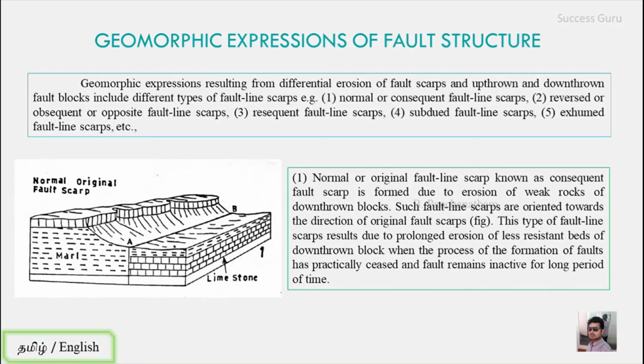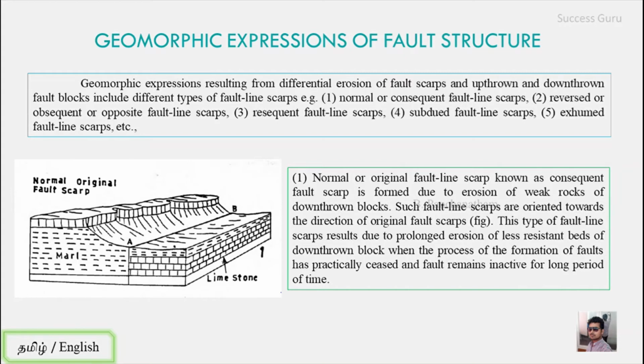The first one is the normal or original fault line scarp. It is also known as the consequent fault scarp. It is formed due to the erosion of weaker rocks of a downthrown block. Such fault line scarps are oriented towards the direction of the original fault scarp. You can see in the image, this is the upthrown block and this is the downthrown block. As you know, the downthrown block consists of softer rock, so it gets eroded much faster, and that results in the normal or original fault line scarp, also known as the consequent fault scarp, right?